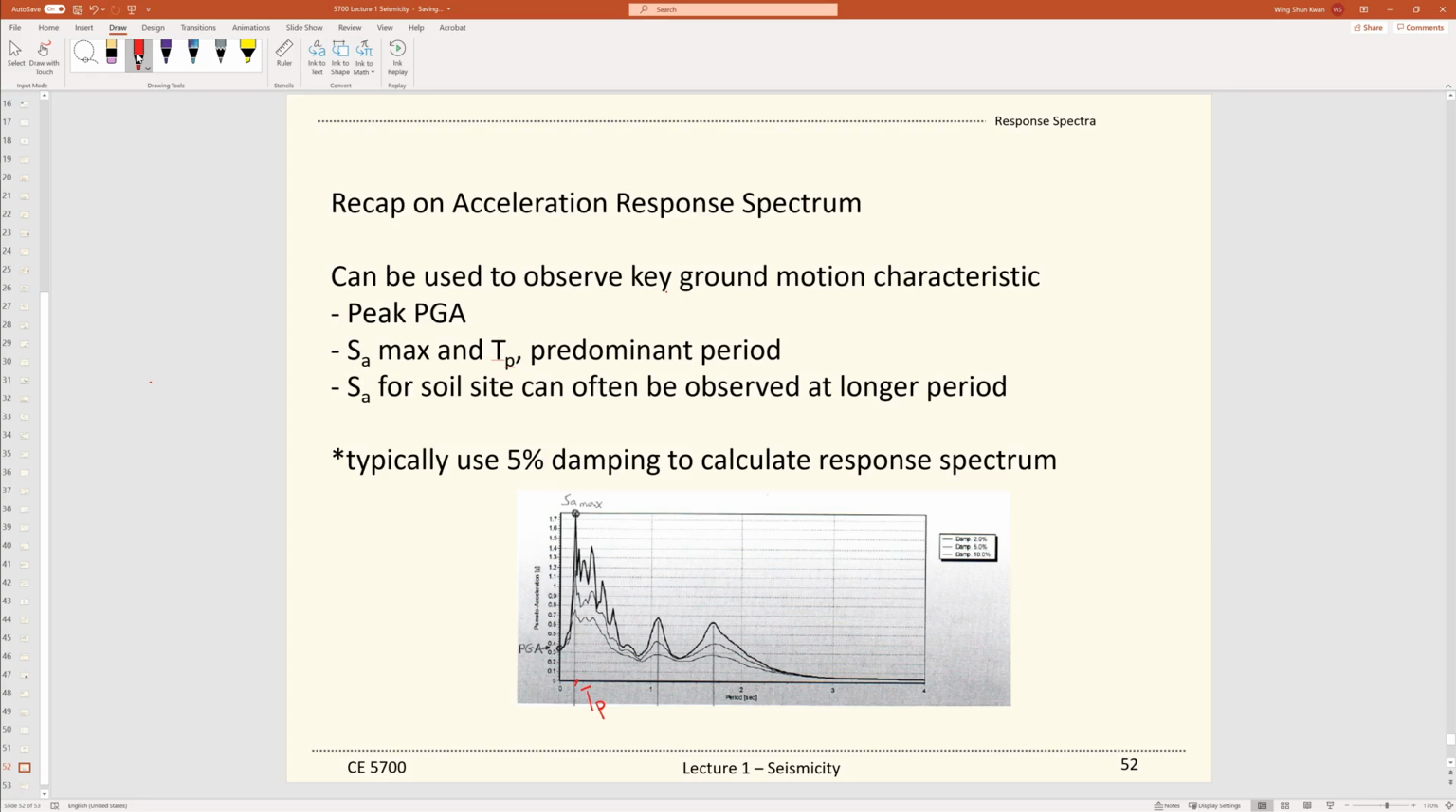This can be your soil response, or your site response. When you design your building, you don't want the lateral period of the building to get close to your response here. Otherwise, when an earthquake happens, there will be a resonance effect. And the S sub A for soil sites can often be observed at a longer period. And typically, we use 5% damping to calculate the response spectrum.